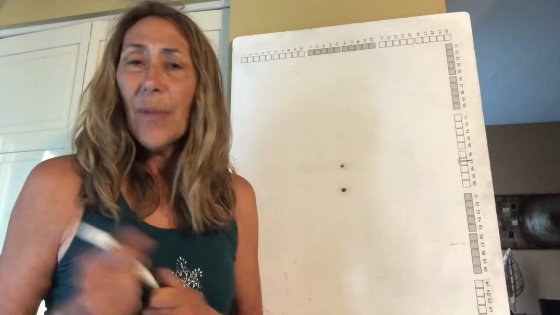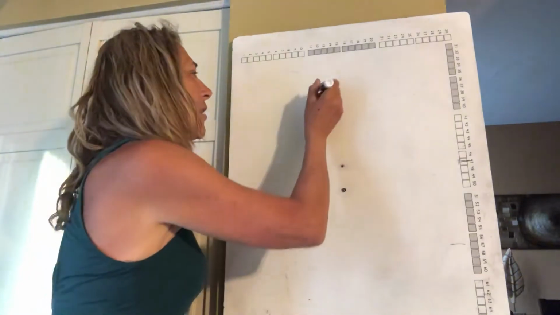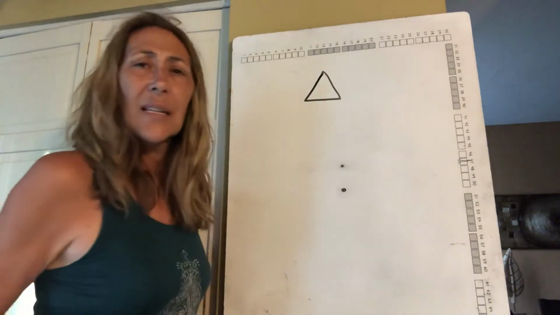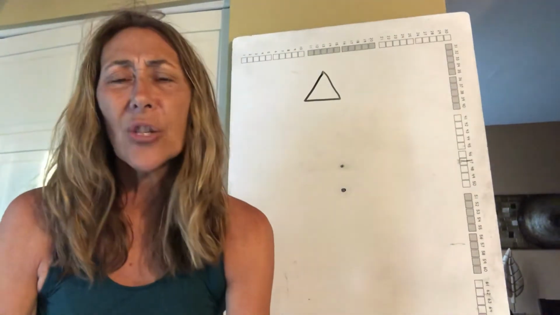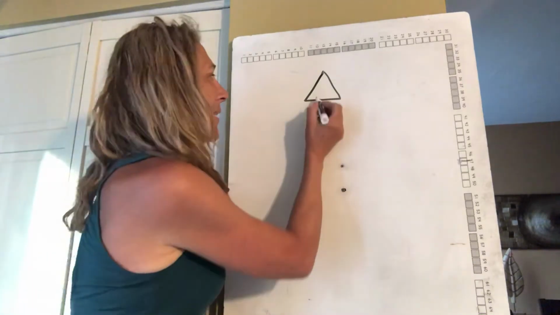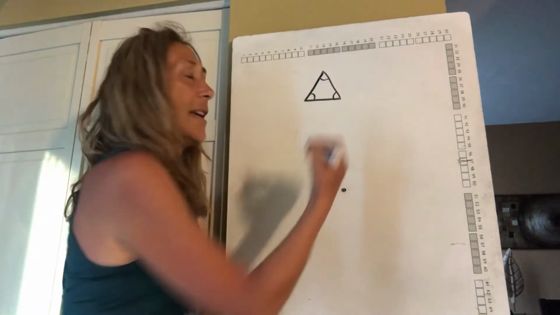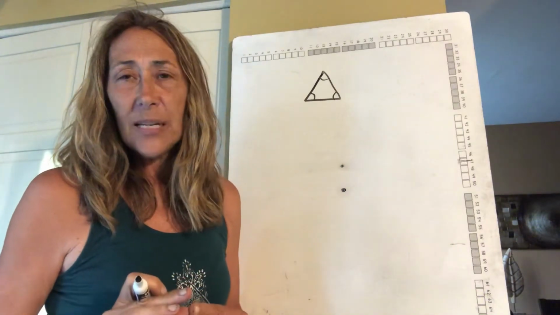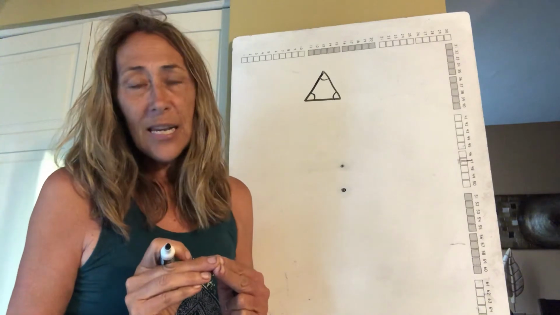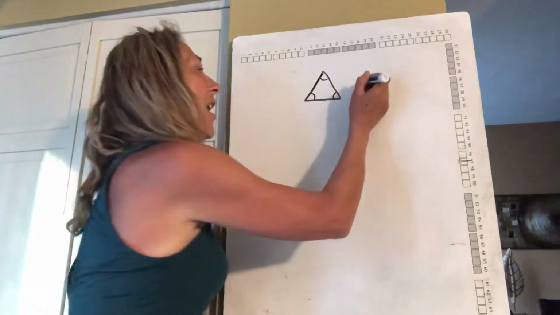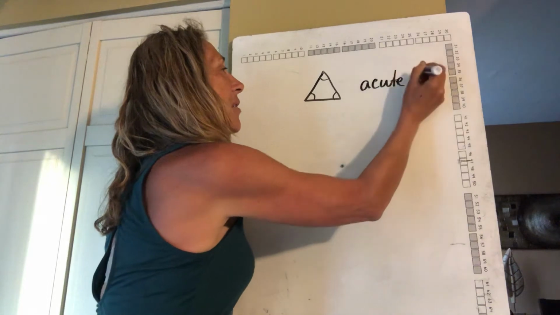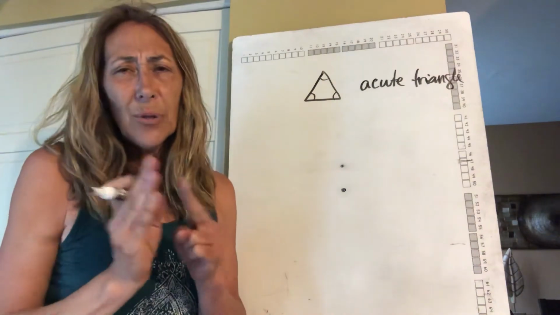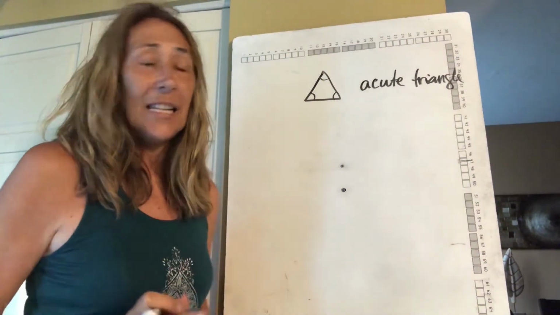So let's go with the most common triangle that we pretty much grew up with. It looks similar to that. As triangles are categorized by their angles, triangles have three angles, three sides, and each one of those angles is less than 90 degrees. And we know angles less than 90 are acute. So this is called an acute triangle. So every one of those angles is less than 90.